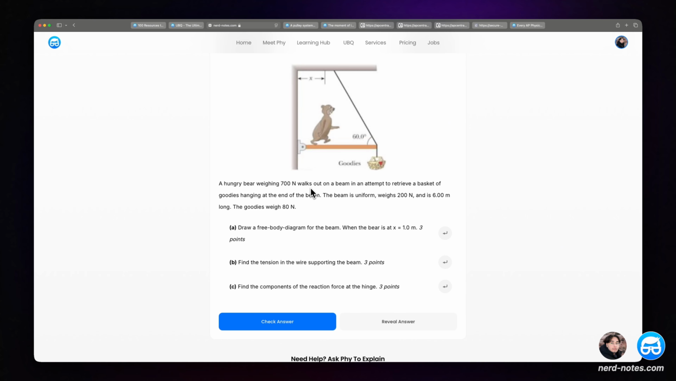The first one is a static problem. It's going to be where there is basically zero net torque. It's in rotational equilibrium, and so we'll go ahead and do this one here.